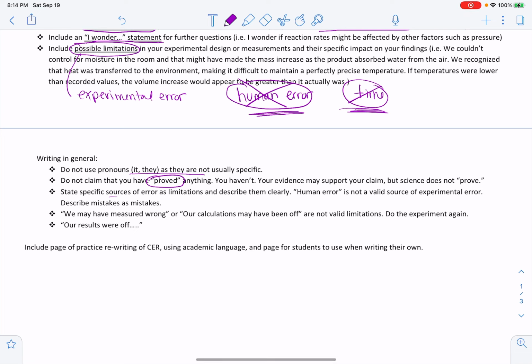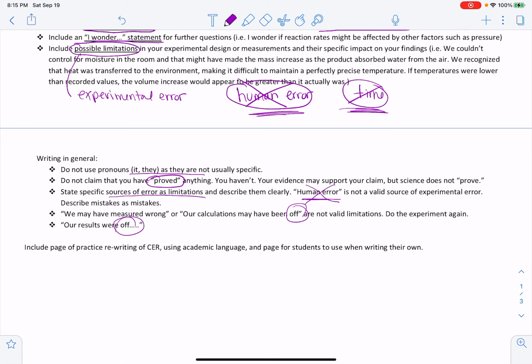Limitations, sources of error and limitations you're going to describe. Human error is not a valid source of experimental error. If you made a mistake, you made a mistake, but it's not human error. And we don't want to say we may have measured wrong or our calculations may have been off. Off is not a valid scientific term either, so don't use that word unless you're mentioning that you happen to push your test tubes off the edge of the counter. Oh wait, your lab partner did that. That's why you have a lab partner, so you can blame things on them.